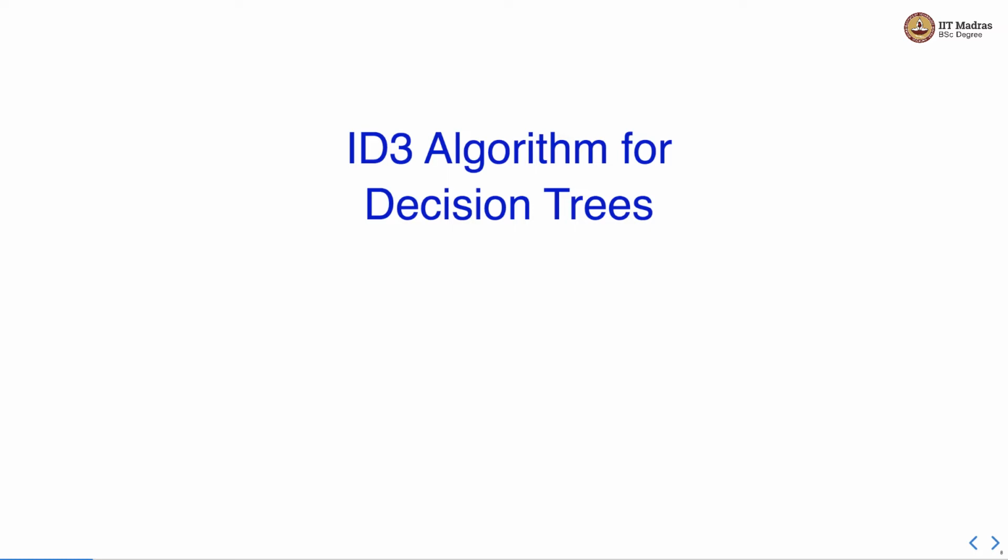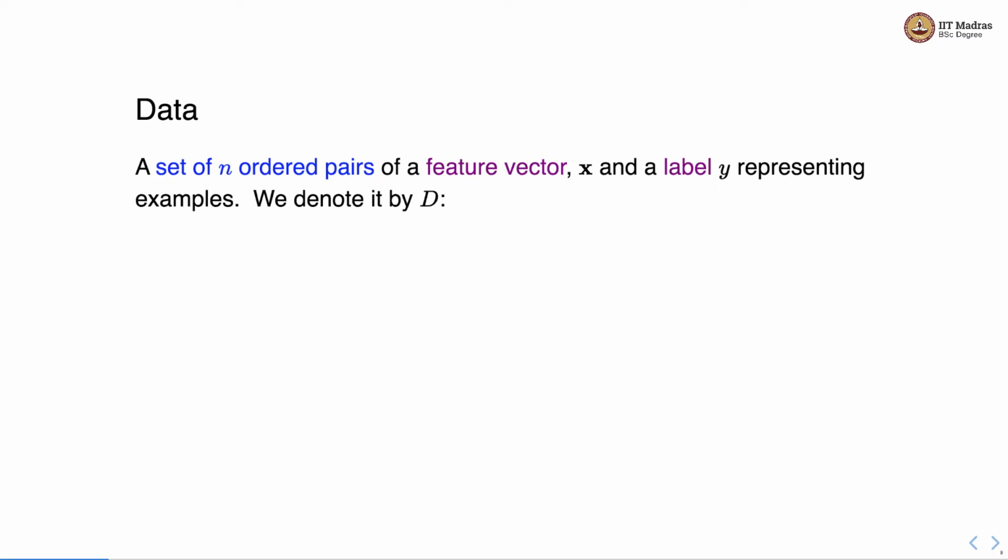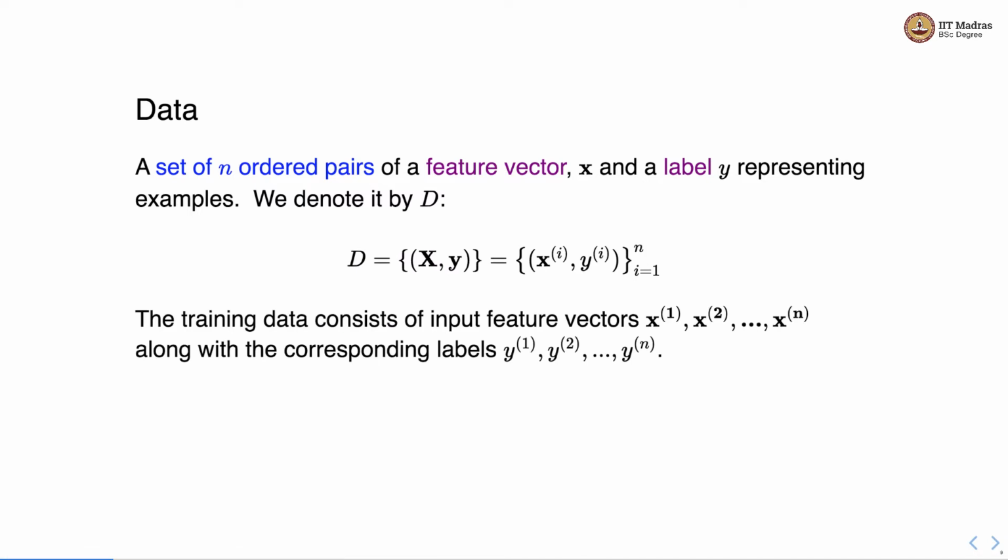We'll study the first tree learning algorithm, which is ID3, called iterative dichotomizer, and this is the most basic algorithm for building decision trees. Let's look at the training data for the ID3 algorithm. Training data consists of a set of n ordered pairs of a feature vector and label representing examples. We denote it by D. The training data consists of input feature vectors x1, x2 all the way up to xn, along with the corresponding labels y1, y2 all the way up to yn.